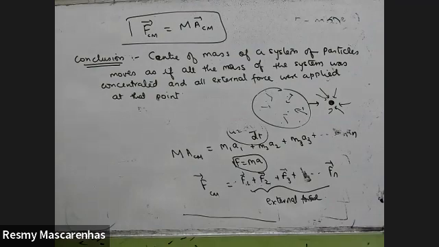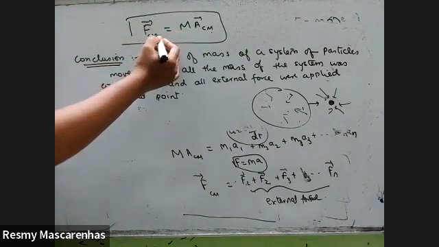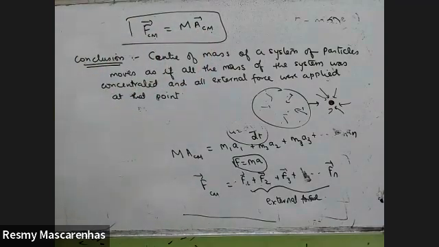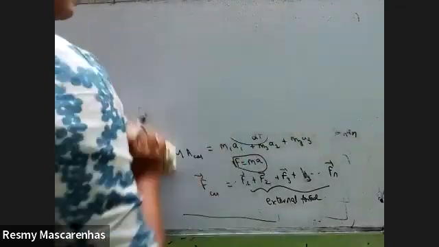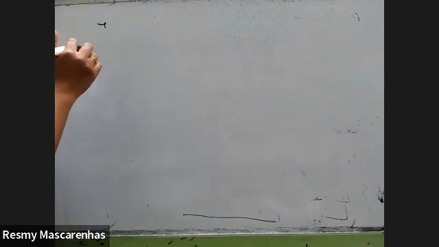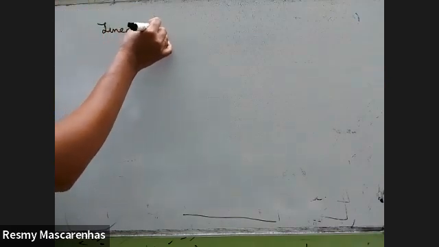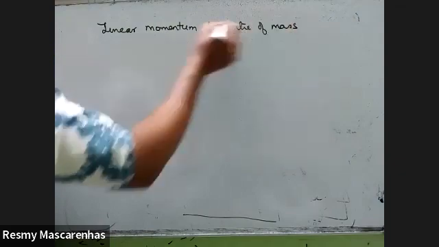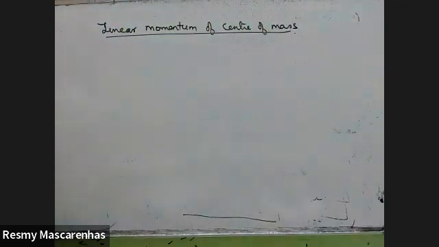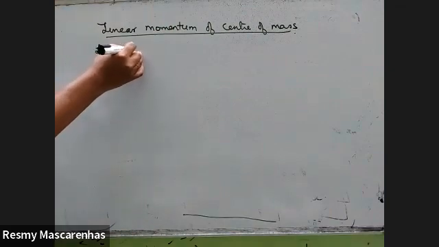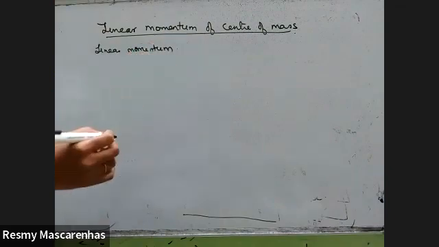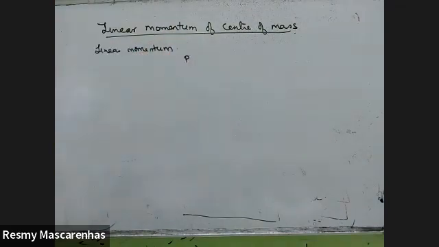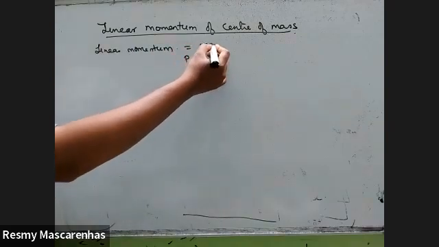Next is the linear momentum. So whatever formulas we had studied in the previous chapter, no, same thing it is. Only we have to write center of mass. What is linear momentum? We have studied in the previous chapter. Linear momentum is nothing but we use the letter P, always the product of mass into velocity.